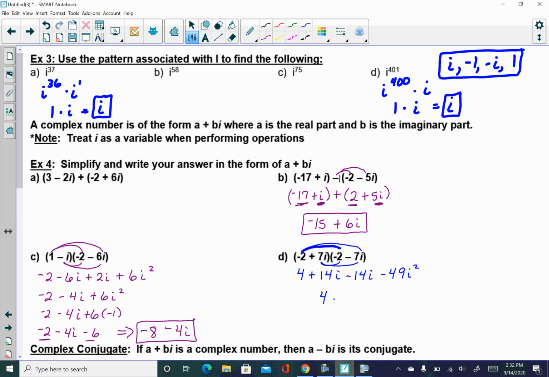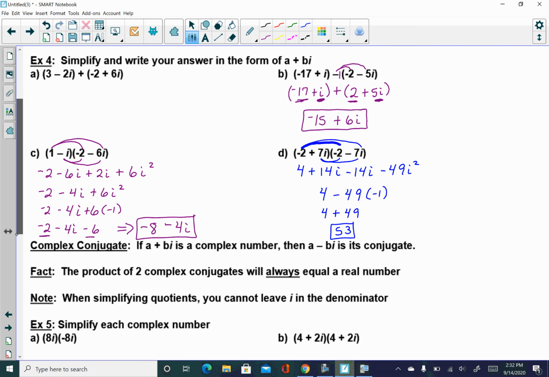So I have 4 minus 49, and here again I've got it times I squared, and we know I squared is equal to -1. So now I'm just going to bring it down another step. -49 times -1 gives me positive 49. Add together, get a final answer there of 53, a positive whole number. Okay.